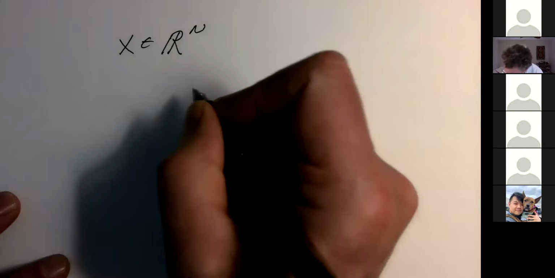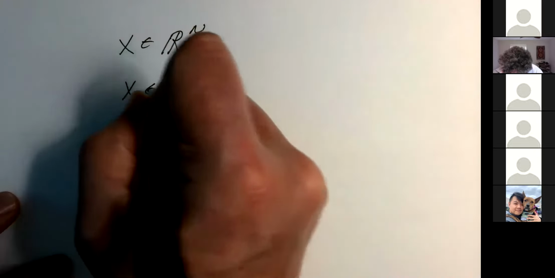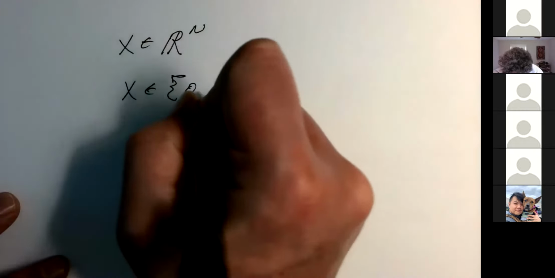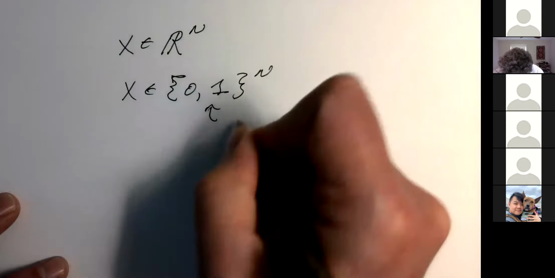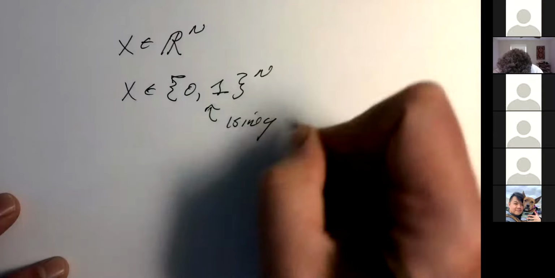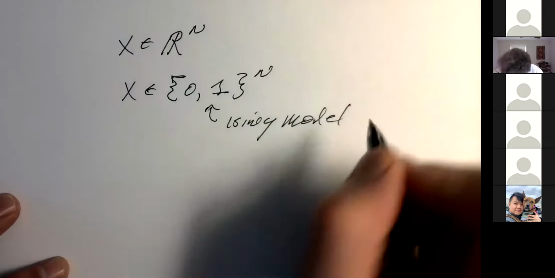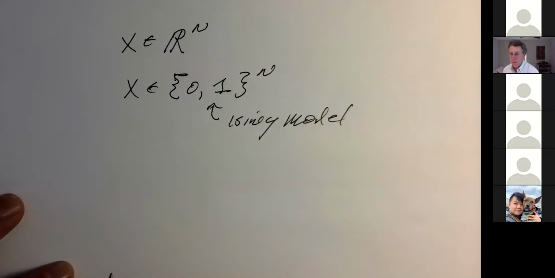Okay. And it might actually be, x might actually be in 0, 1 to the n. So this might be an Ising model. You do that in the lab. Oh, you didn't do that lab. I cut it out because there wasn't time.